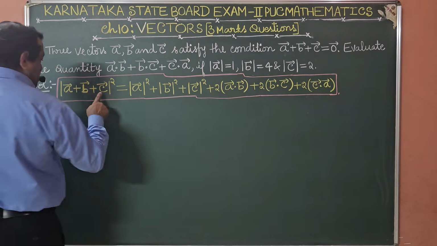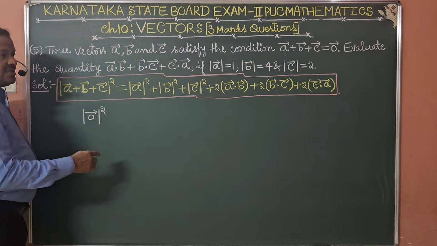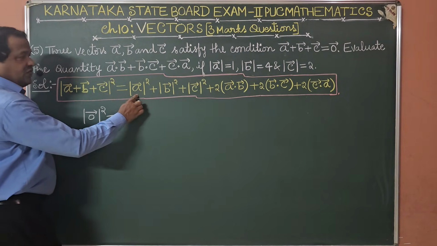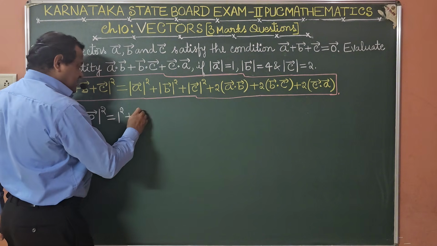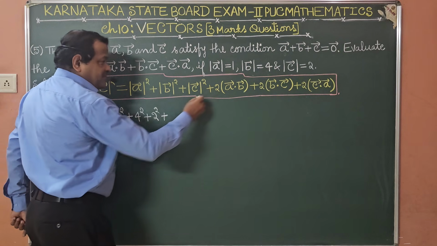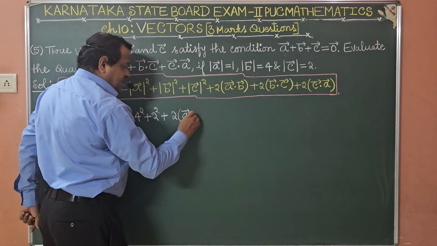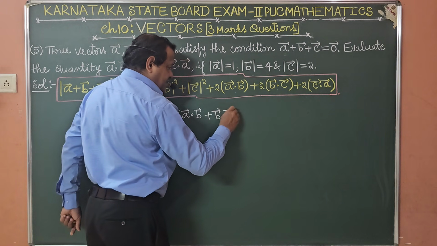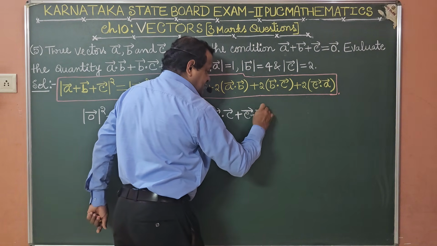Say this magnitude of A vector plus B vector plus C vector, I will put magnitude of 0 vector square, because A vector plus B vector plus C vector is given to be 0 vector. And on the right hand side, magnitude of A vector square is 1 square, plus magnitude of B vector square is 4 square, plus magnitude of C vector square is 2 square. Now from the remaining scalar products, they are all scalars, I will take 2 common in bracket: A vector dot B vector from the first, plus from the second B vector dot C vector remaining, plus from the third C vector dot A vector is remaining.